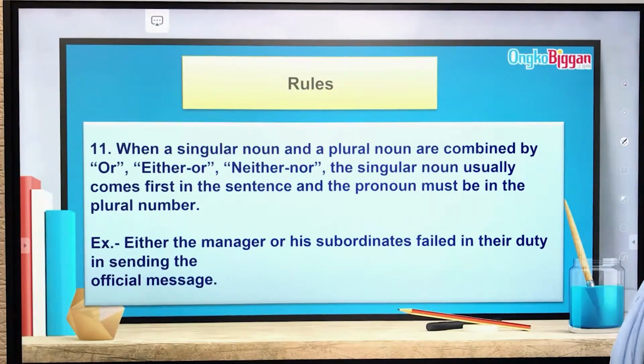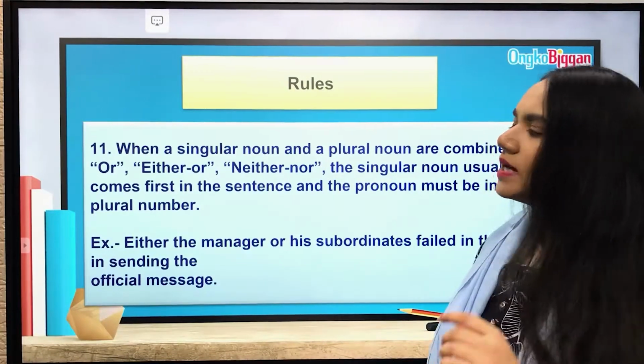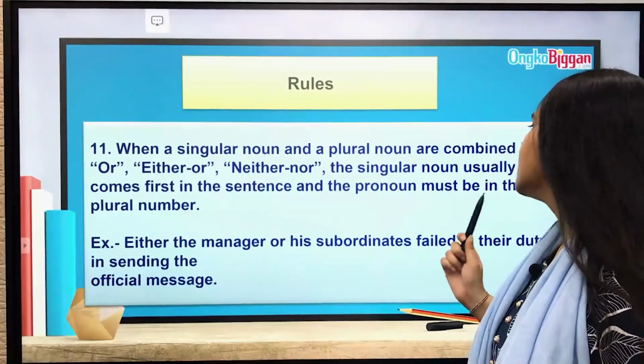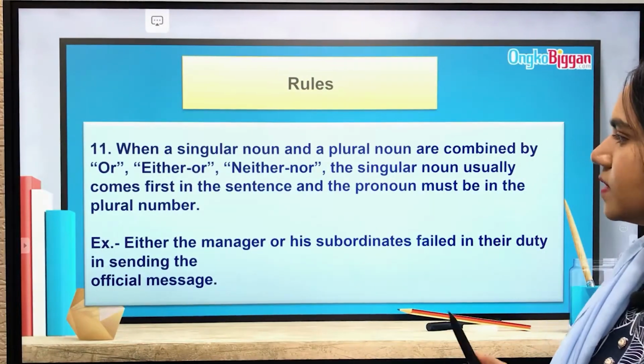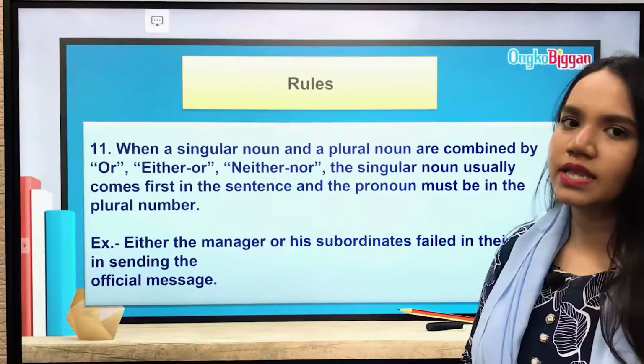Rule 11 says that when a singular noun and a plural noun are combined by or, either or, neither nor, then the singular noun usually comes first in the sentence and the pronoun must be in the plural number.